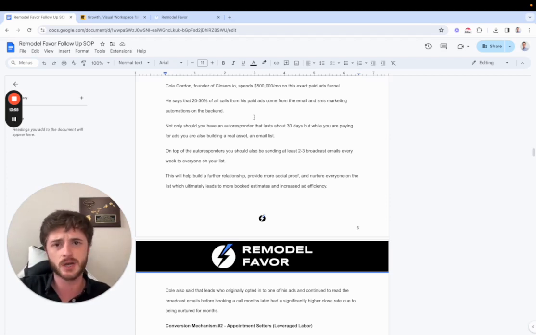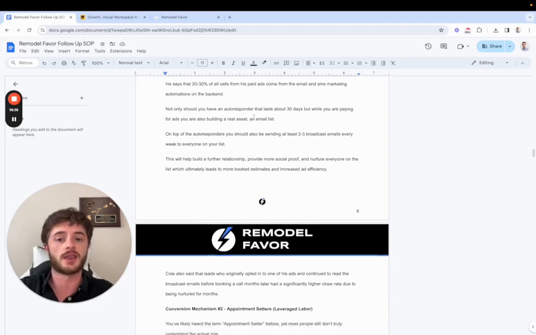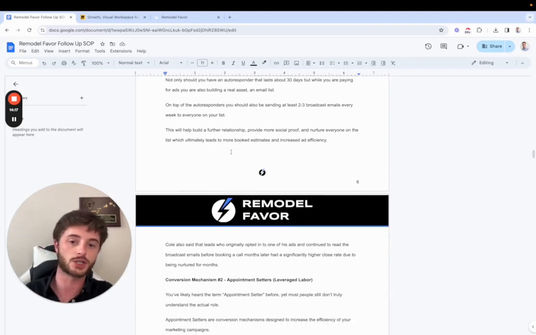And these broadcast emails, typically they can be new trends, educational content, and then a few times, you don't want to bombard them, but a few times you can put a real call to action in these emails to try to get them to book an estimate with you. And this will help build a further relationship, provide more social proof, and nurture everyone on the list, which ultimately leads to increased ad efficiency. Your ad campaigns will perform better because of this.